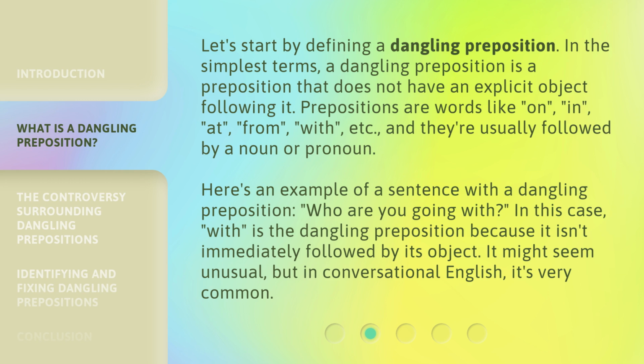Here's an example of a sentence with a dangling preposition. Who are you going with? In this case, with is the dangling preposition because it isn't immediately followed by its object. It might seem unusual, but in conversational English, it's very common.